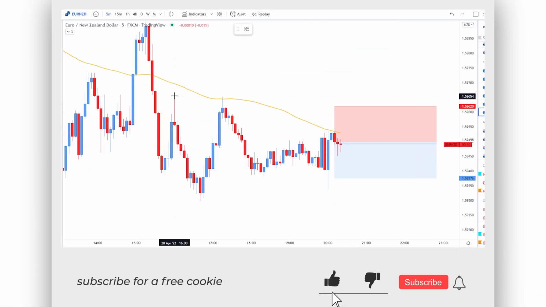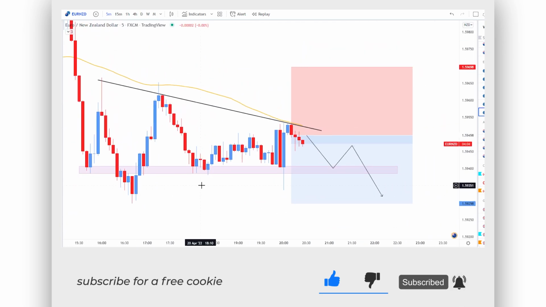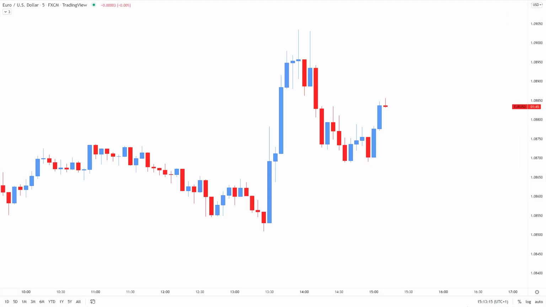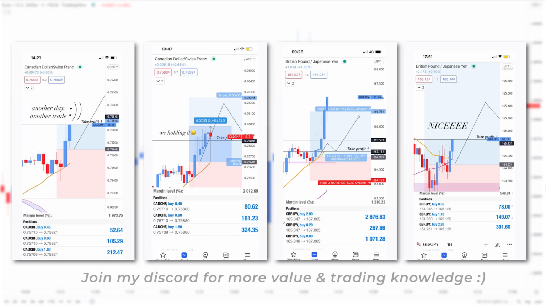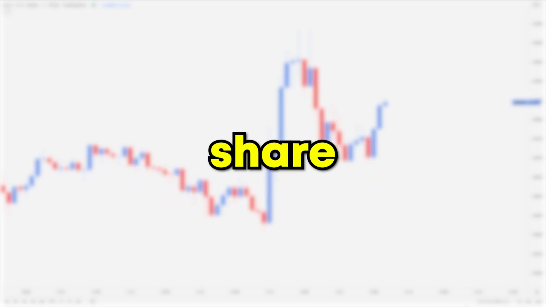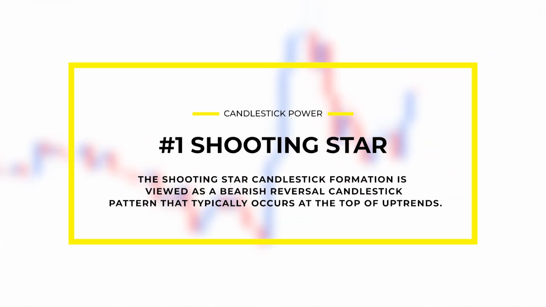After seeing this video, you will be able to precisely spot these candlesticks in the market and determine if the market is providing you a bullish, bearish or continuation signal to enter and bank some pips. So let's go through the major candlestick chart patterns I want to share and how to use them as effectively as possible. The first candlestick pattern I will show you is known as the shooting star pattern.